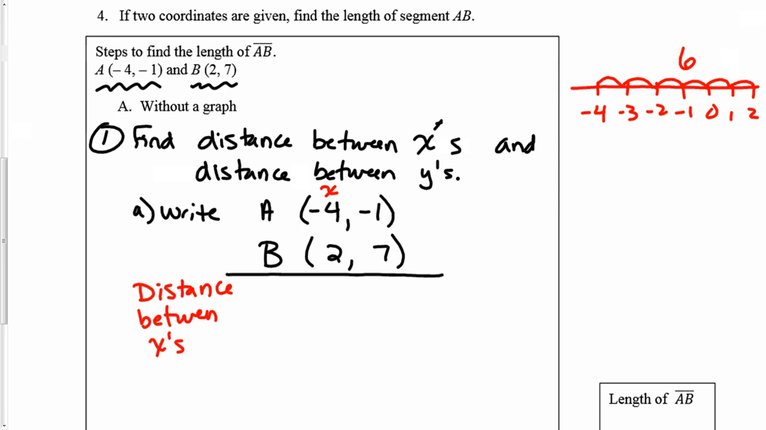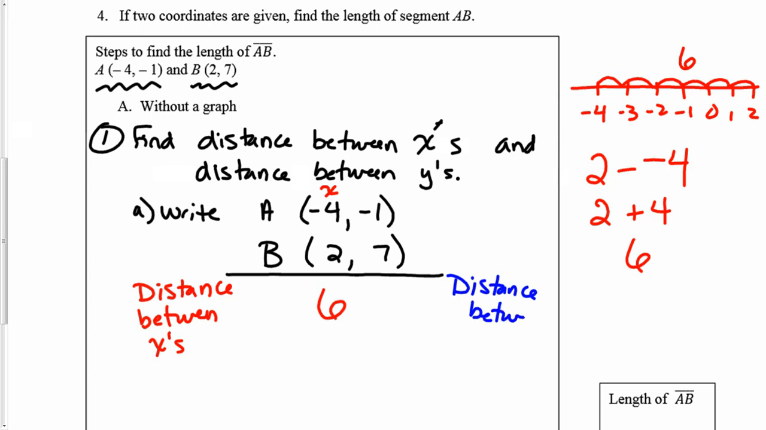Now, is there a way to do this without actually drawing my number line and counting? And there is. I take the bigger number, 2, and I subtract the smaller number, which was -4. And that's 2 plus 4, which comes out to be 6. So that distance is 6. So right now, I would like for you to find the distance between the y's. So go ahead and find the distance between the y's. Okay, so the distance between the y's is 8.